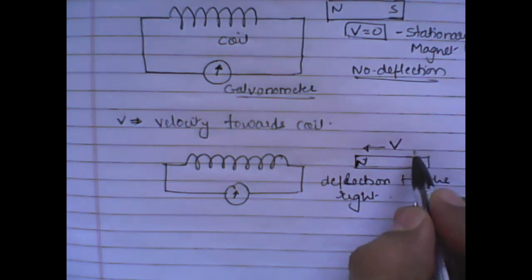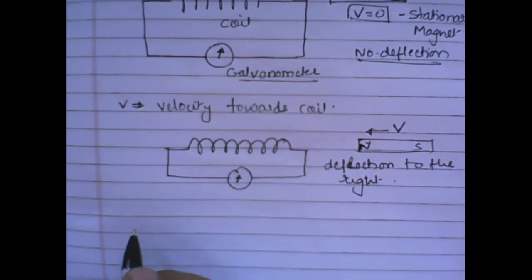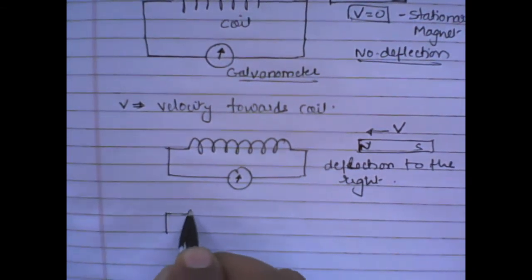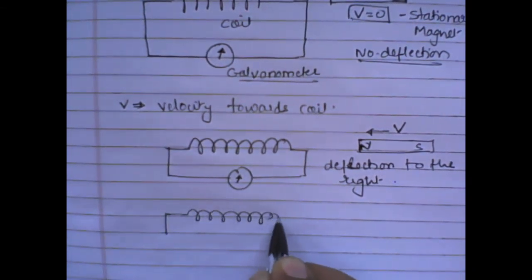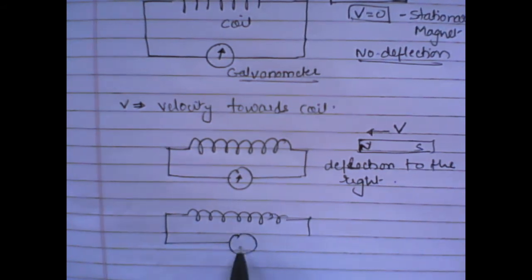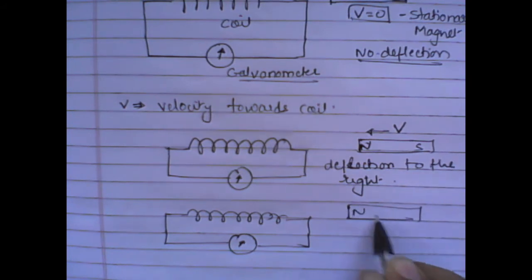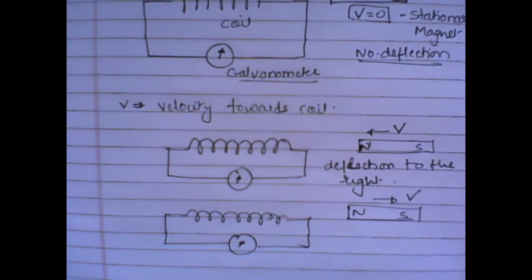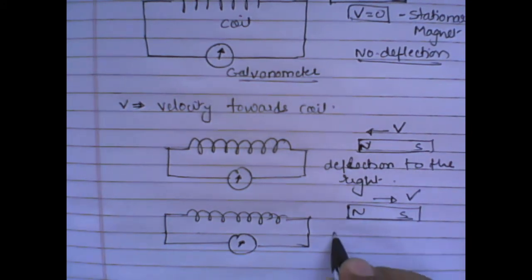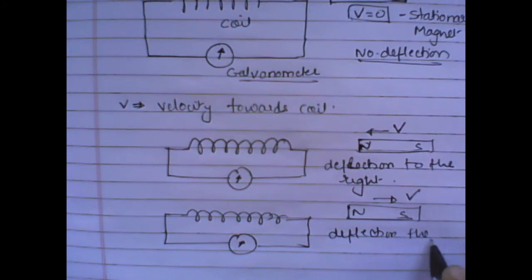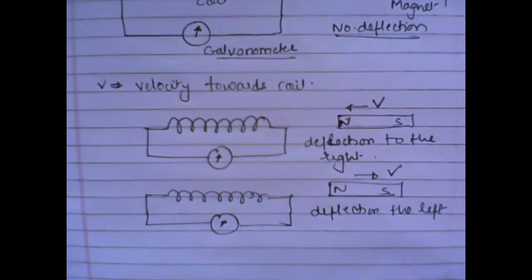Then when he made this magnet move away from the coil with a velocity v, away from the coil, then he got the deflection to the left of the galvanometer 0 mark.